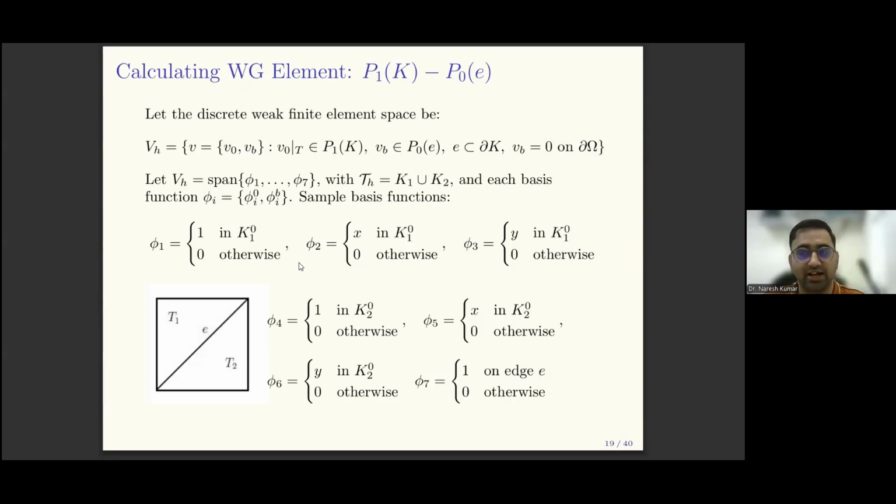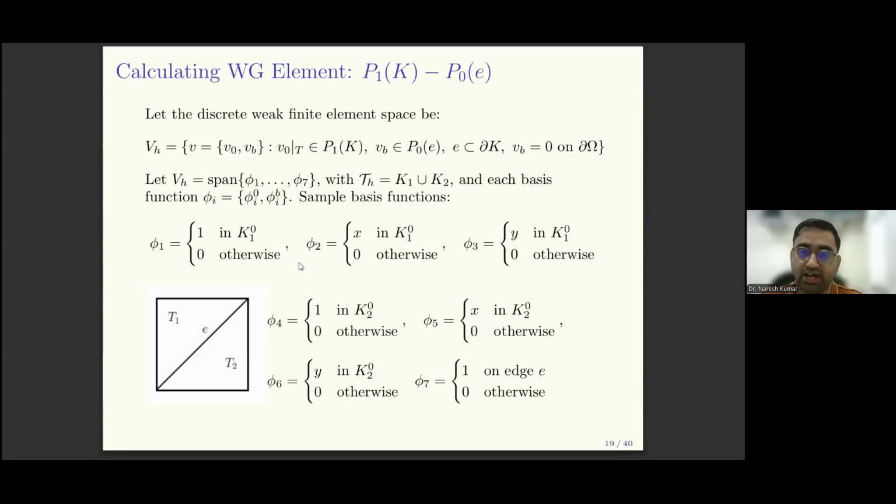So it can be easily defined for higher order also. Suppose you take a P4 element, then using the canonical basis you can easily define the basis functions for higher order. So that's the good point in the WG method: we can easily define the basis functions for higher order also.